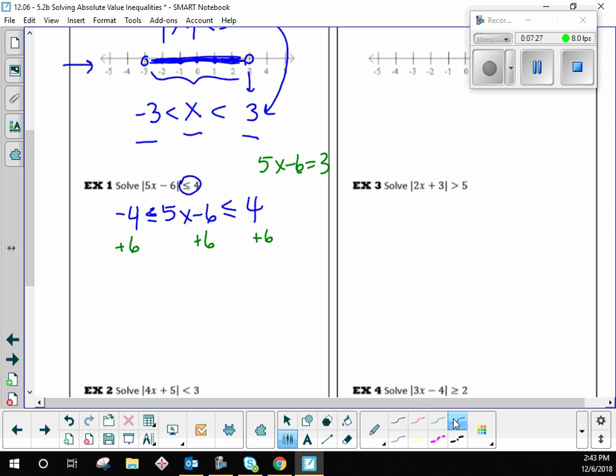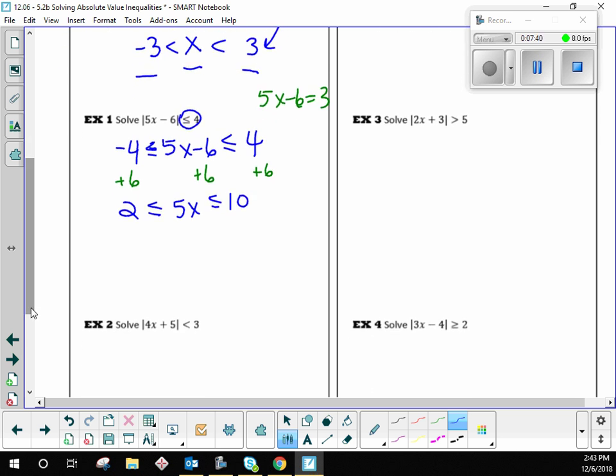Okay. So on the left, that gives me -4 plus 6, which is 2, less than or equal to, what do I have in the middle now? 5x, less than or equal to 4 plus 6, which is 10. And what do we do? Divide by 5. So this is 2/5, less than or equal to x, less than or equal to 2, right?